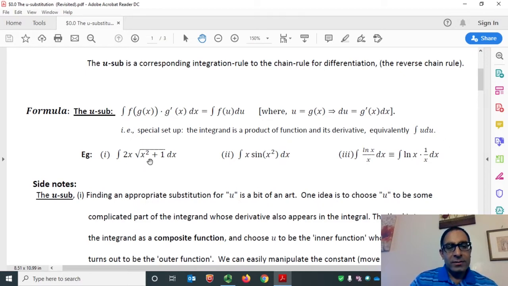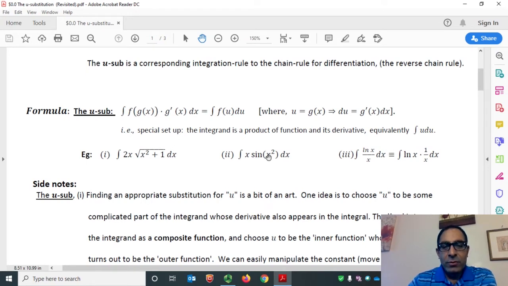So here we put u equals x squared plus 1, then its differential turns out to be 2x dx. Great, that's the idea. I'll do those examples later. Similarly, another example is integration of x times sine of x squared dx. If we don't have x, then we cannot integrate sine of x squared. So with the x there, we can use the U-sub technique to integrate such an integral.